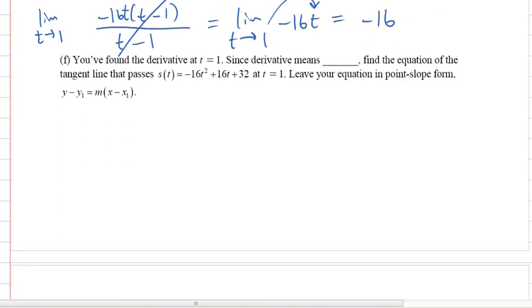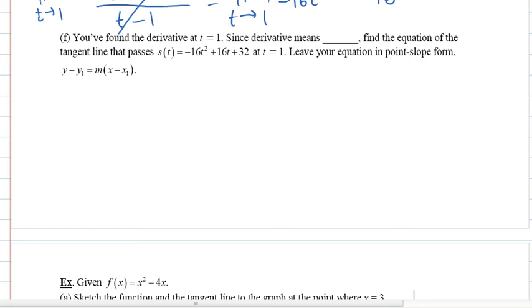Okay, and last but not least, since you found the derivative at t equals 1, and the derivative means slope, let's go ahead and find the equation of the tangent line that passes through s of t at t equals 1. So what do you need for an equation of a line? Well, you need a slope. It's your m. And you also need a point. And when you have a slope and a point, you simply use point slope formula.